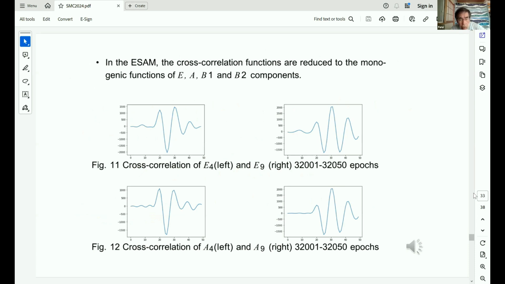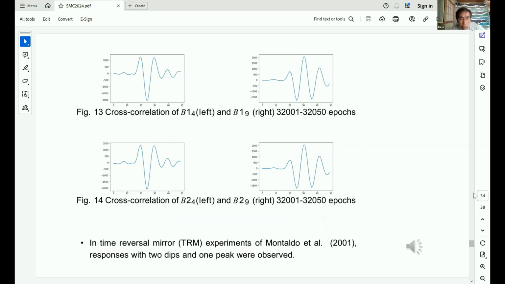We consider the 64,000 epochs, and in the other half of the spectrum, there appear these two peaks and one dip, or one peak and two dips. And this is AE, E, and this is A, and this next second slide shows the B1 and B2. This is B1, and this is B2. Then the time reversal mirror experiments, which were done by Professor Pink in France, also showed this kind of signal.